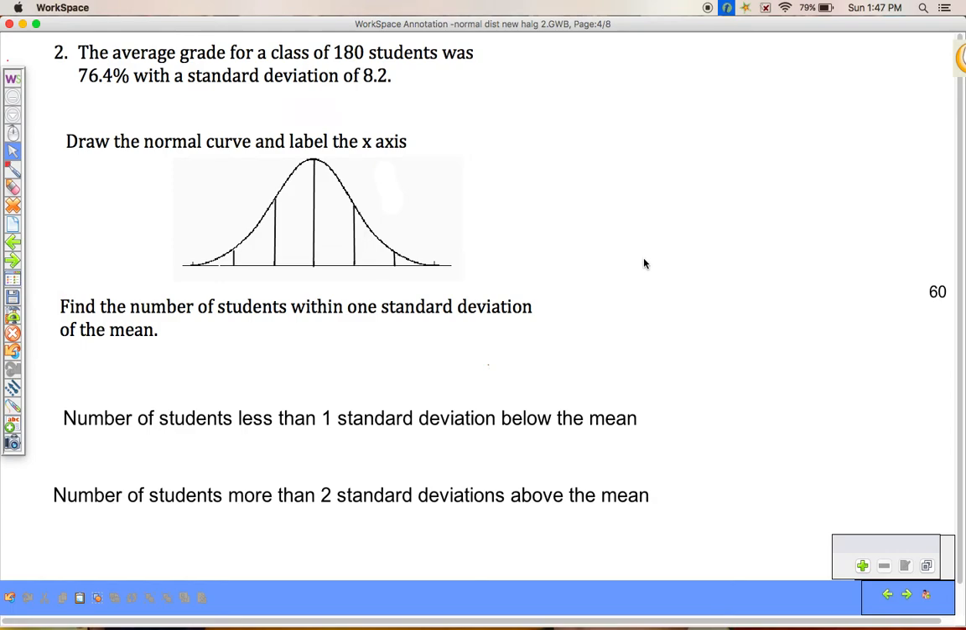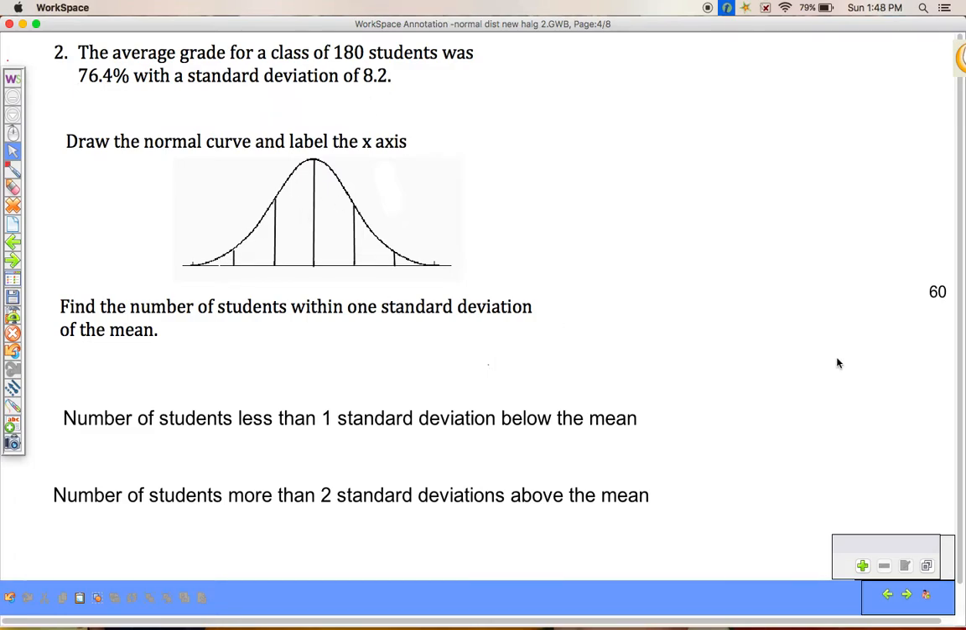All right, the next one, the average grade for a class of 180 students was 76.4 with a standard deviation of 8.4. Not all statistics fall into a normal curve, okay? For the ones we're doing today, we're going to deal with a normal curve, and it'll say so in the problem. A normal curve has most of the data around the mean, and then it tapers off as you go each way. So 180 students, 76.4 is the mean with a standard deviation of 8.4.